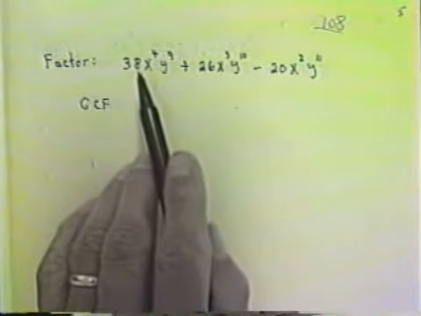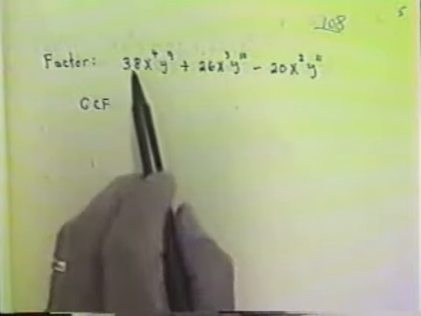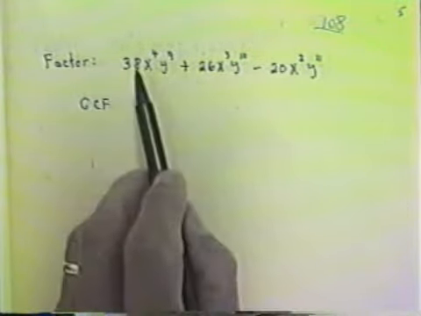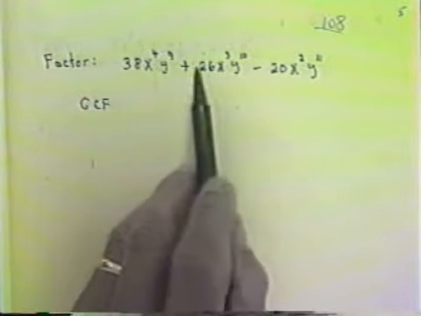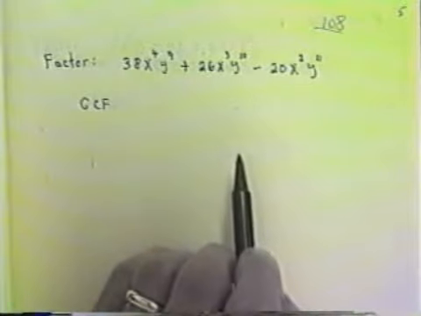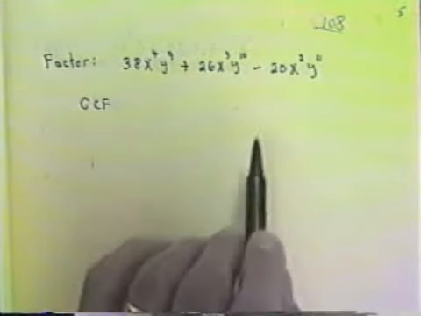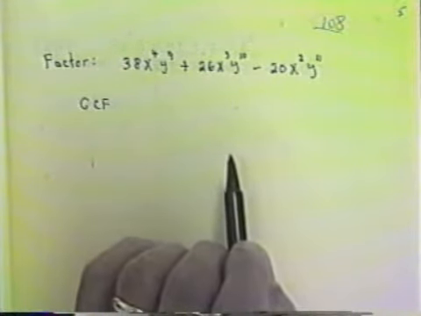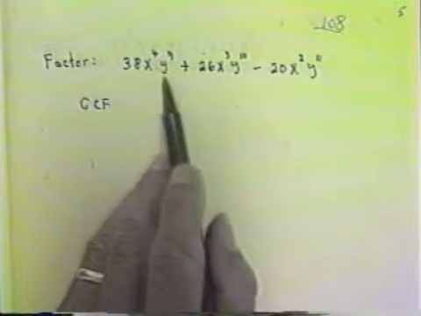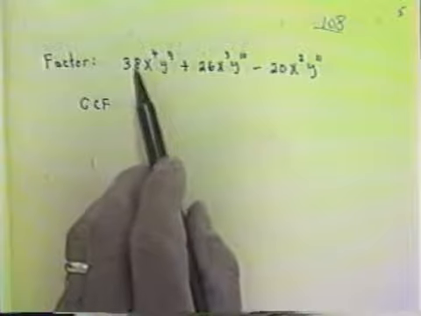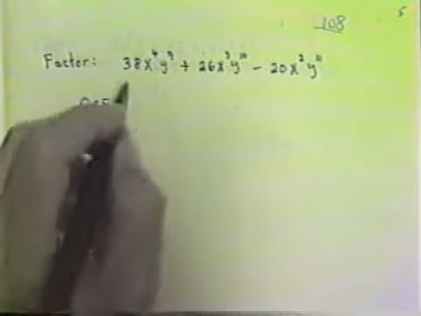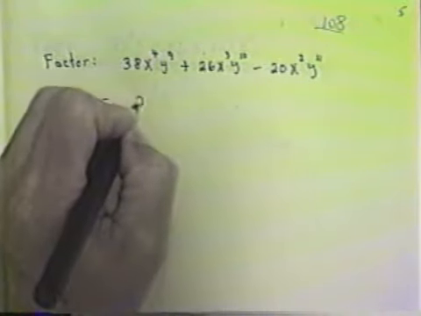The greatest common factor will be the largest number that would divide 38, 26, and 20, and the variables they have in common raised to the smallest exponent. Let's get the number part first. The largest number that would divide 38, 26, and 20 is 2.